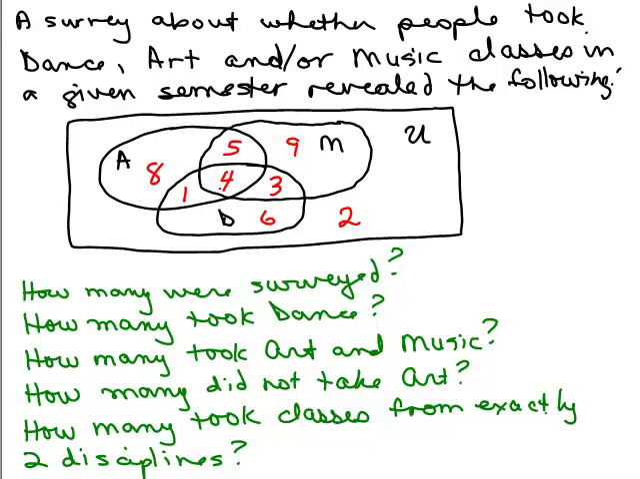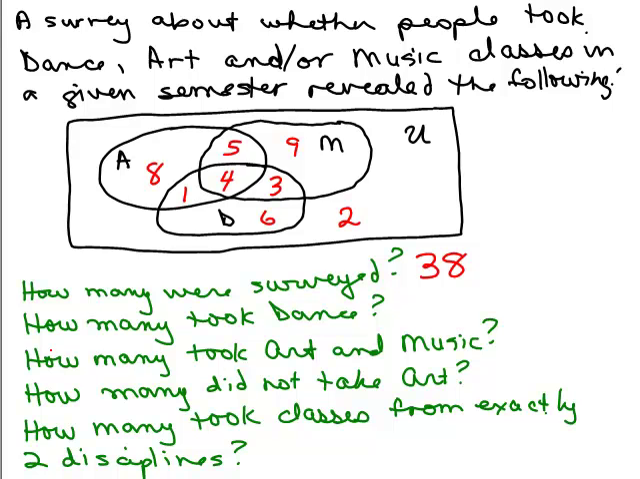All right, first question. How many were surveyed? Well, everybody is accounted for somewhere in here, depending on what classes they took that semester. So all I need to do is add up all the numbers here. So there are 8 numbers. So we add up all the numbers. So let's see, you've got to add the 8, the 1, the 5, the 4, the 9, the 3, the 6, the 2. And I think that's going to give you, let's see, 36. I got 38. So hopefully you got 38. Might want to double check that.